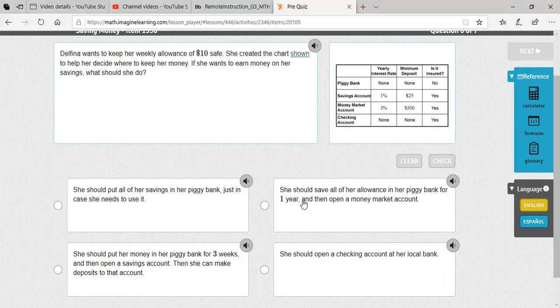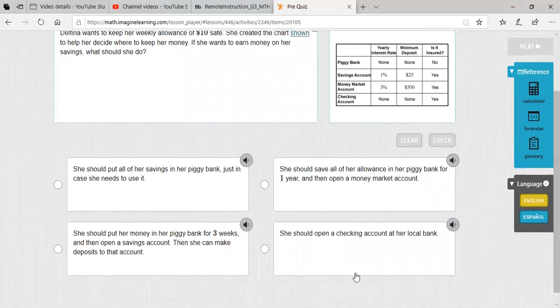B, she should save all her allowance in her piggy bank for a year and then open a money market account. Well, of course, eventually in a year, but if she keeps the money she's saving in the piggy bank for a year, she might find out that somebody will try to steal the money. So that's not a good idea.